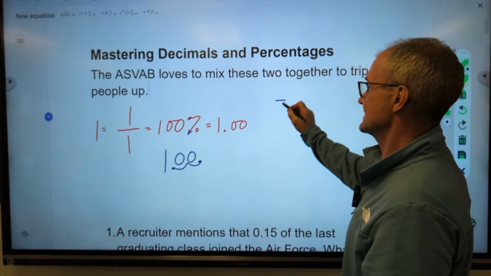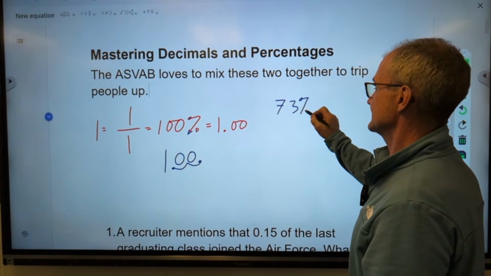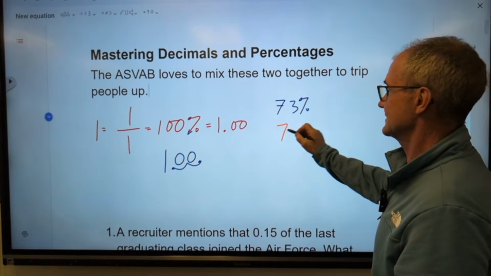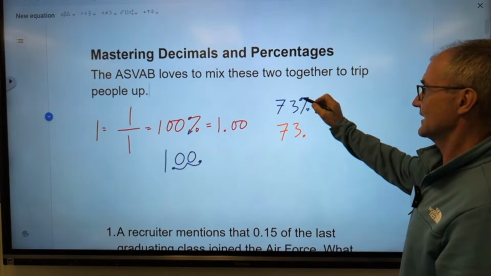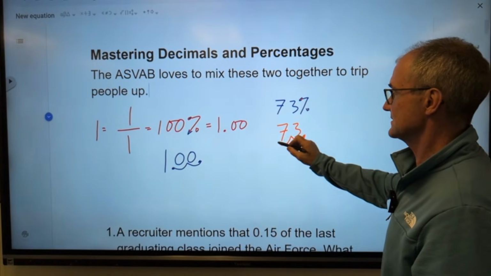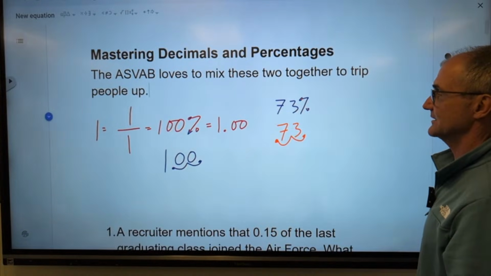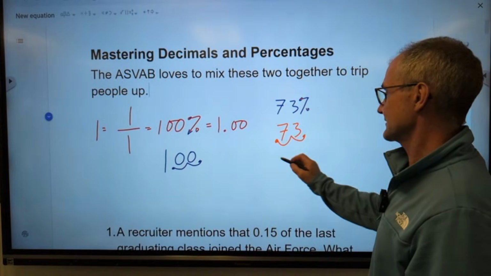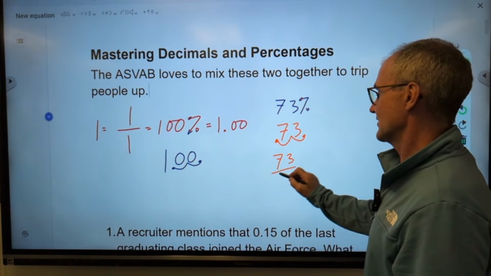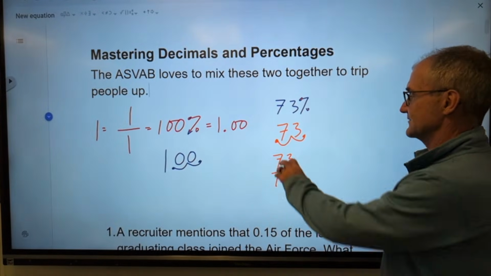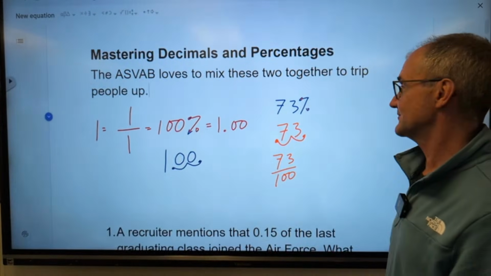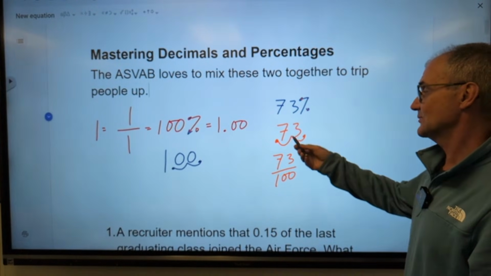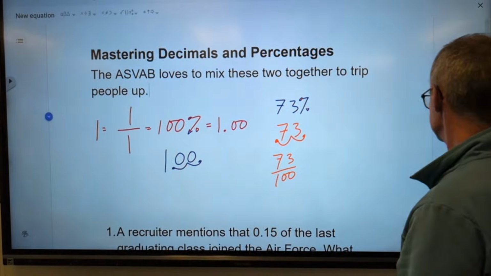So if I have 73%, I'm thinking the decimal is right here at 73. The decimal's right here. I go over 1, 2. 1, 2, and I get 0.73. 73% and 0.73 are equivalents. It is also 73 over 100 as a fractional form, and then you could reduce that fraction. All three of these mean the exact same thing. One is a percent, one is a decimal, one is a fraction.